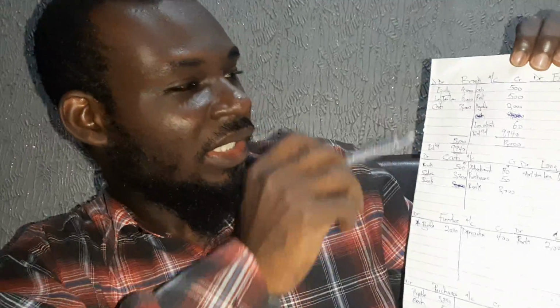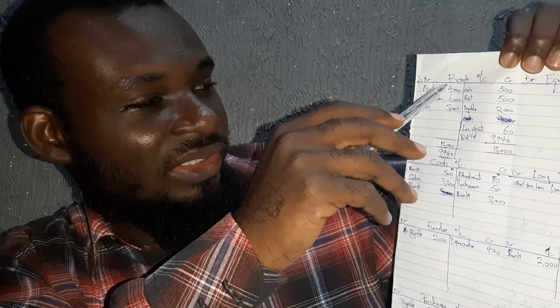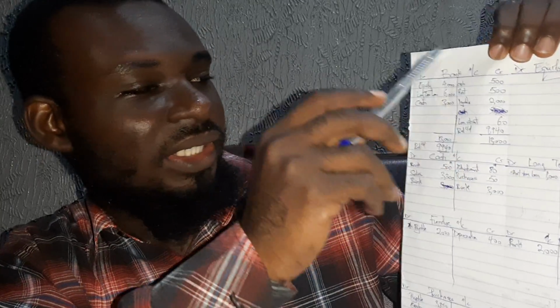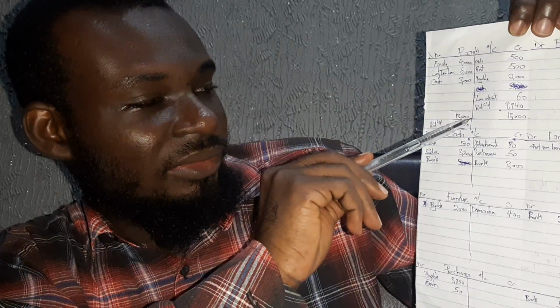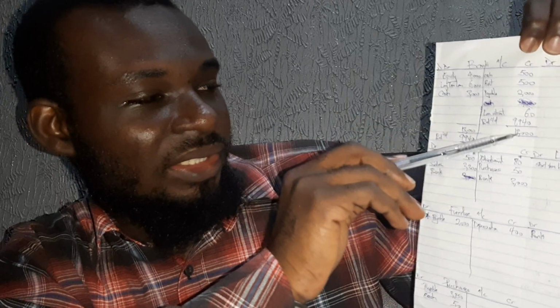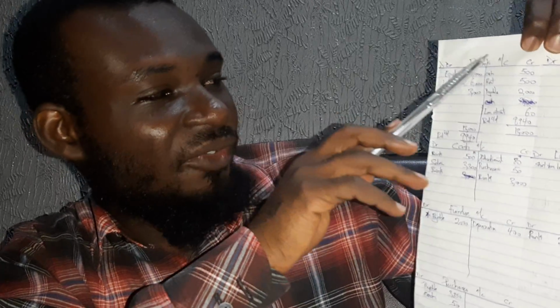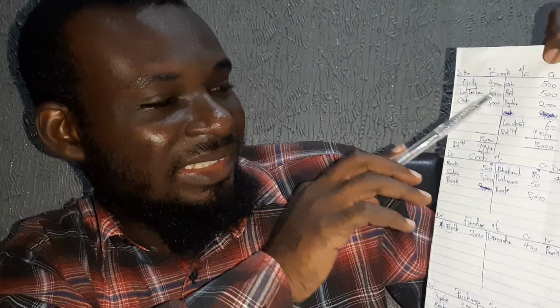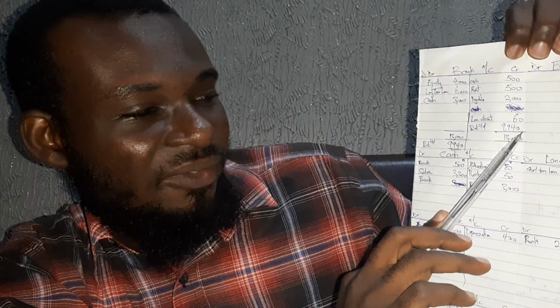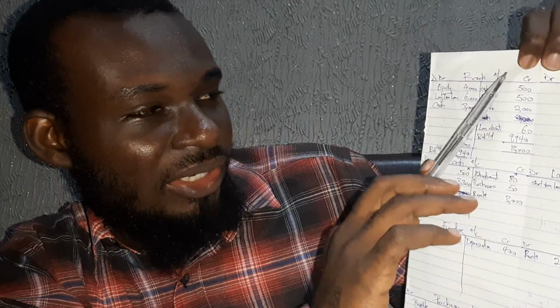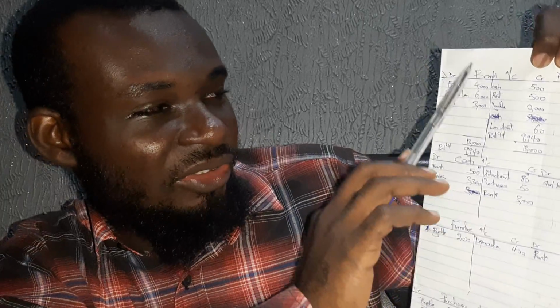It's very simple. Just follow my explanation. I will add the total of this side together, and the total of this side together. The total of this side is 13,000, which is more than this side. The difference between this side and this side is what we call the balance carried down. So the difference is 9,940. Now the total of this side makes 13,000, and the total of this side makes 13,000.